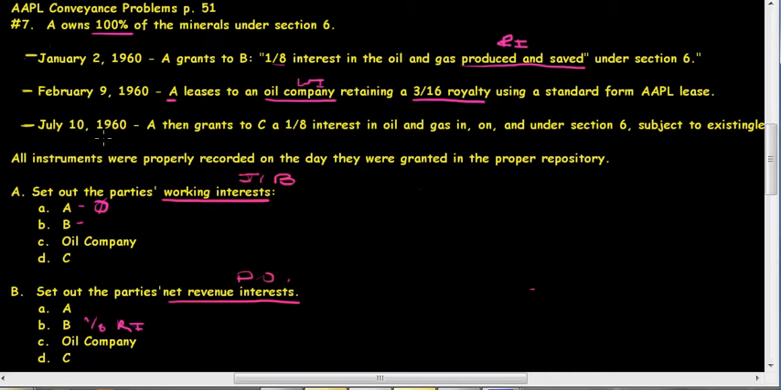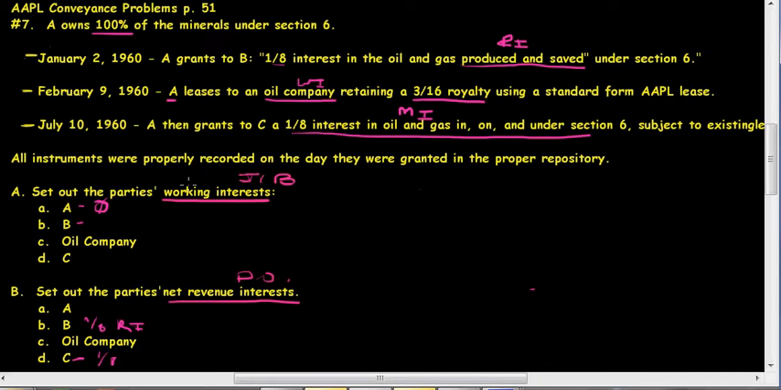Then on July 10th, A grants to C a 1/8 interest in oil and gas in, on, and under Section 6, subject to existing leases and other conveyances. So here we know that this is a mineral interest. And so A is granting to C a mineral interest of at least 1/8. Then all instruments were properly recorded on the day they were granted in the proper repository.